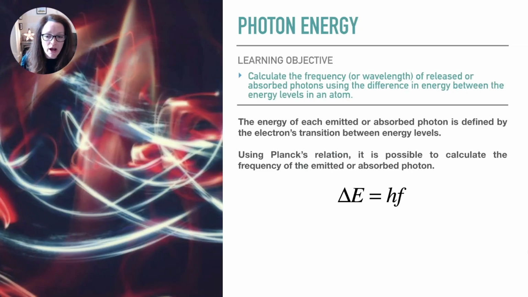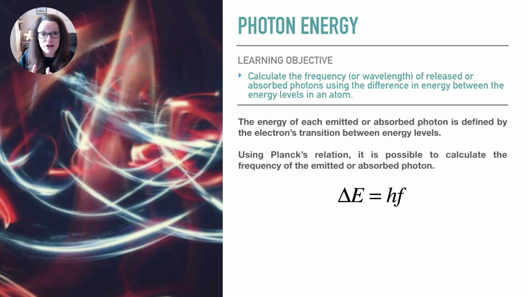So how do we then associate the difference in energy levels with the resulting frequency of light that is released? The energy of each emitted or absorbed photon is defined by the electron's transition between energy levels. Using Planck's relationship, it is possible to calculate the frequency of the emitted or absorbed photon. So can you see Planck's relationship down there?